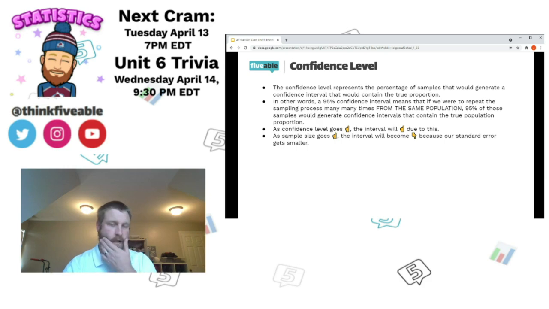Looking back at the chat, I kind of got distracted there by the slides. The margin of error is not the same thing as the standard error, and we will talk about that in just a second. The standard error is one of the two parts that make up the margin of error, and that's an important distinction to make.